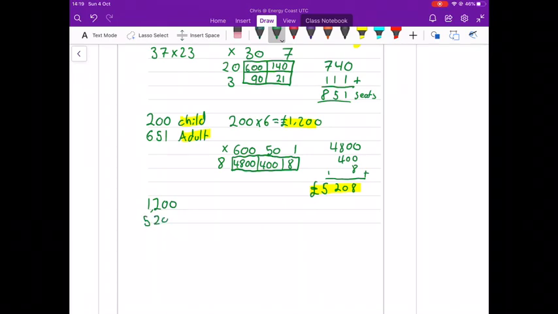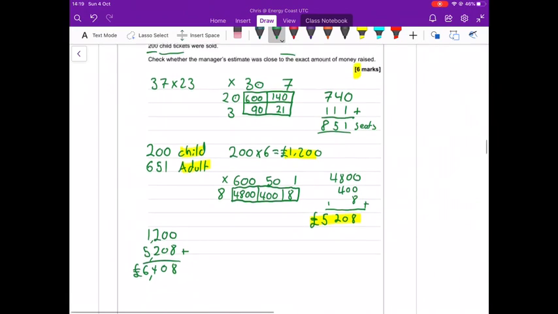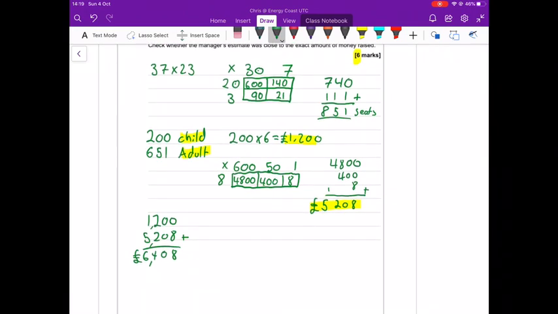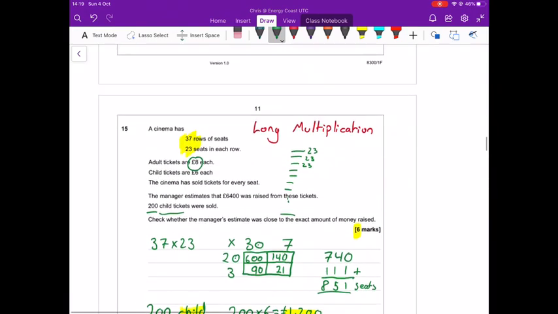1,200, add 5,208, add them up, £6,408. Right, when you finish, which we have, that is actually all the calculations.